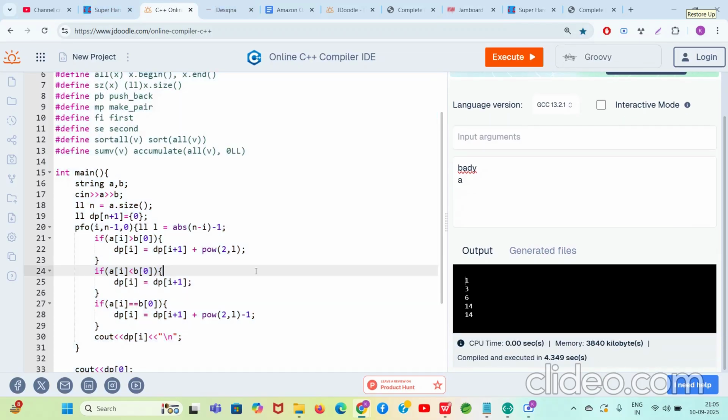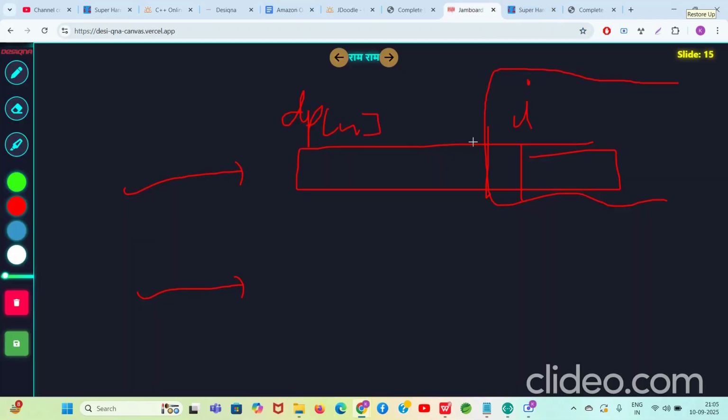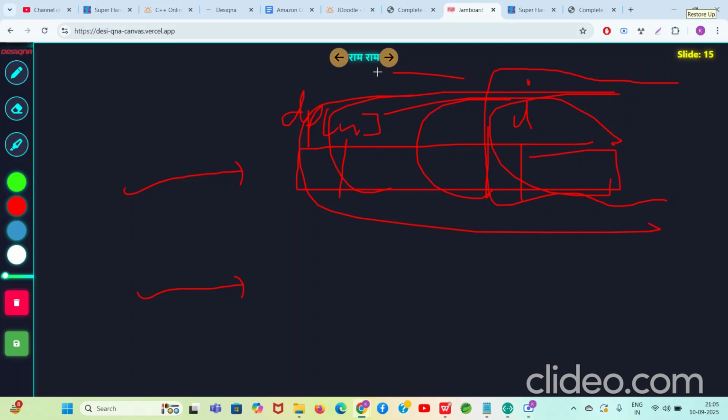See, for each index it has calculated: first DP0, 1, 2, 3, then DP3, DP2, DP1, and DP0 is the answer. In general cases DPN is the answer, but in our case DP0 will be the answer because we first calculated the suffix part and now we are coming here.